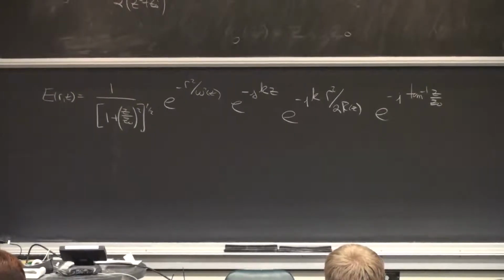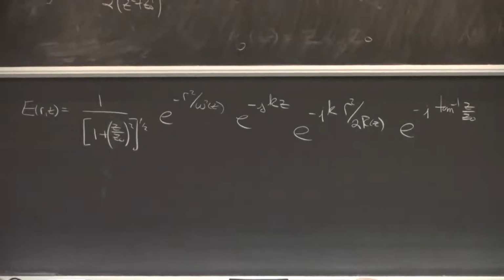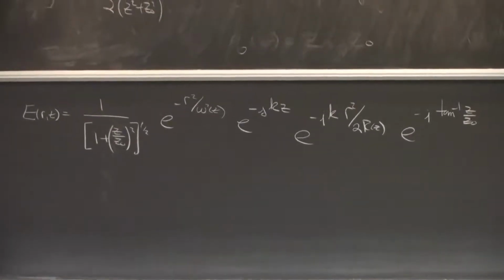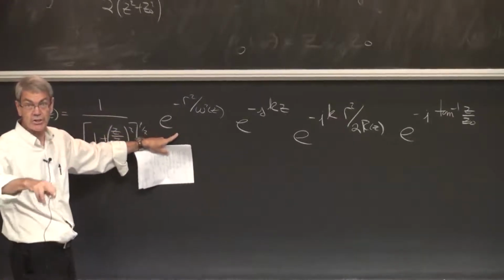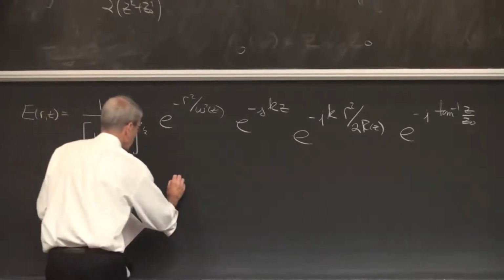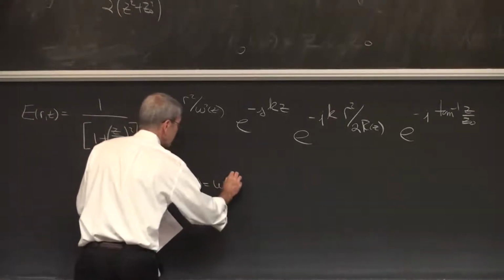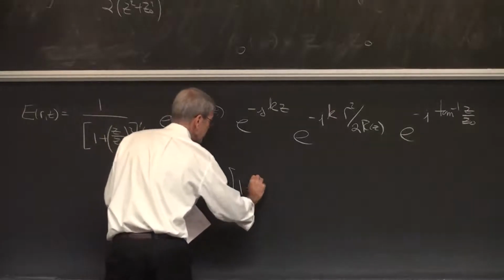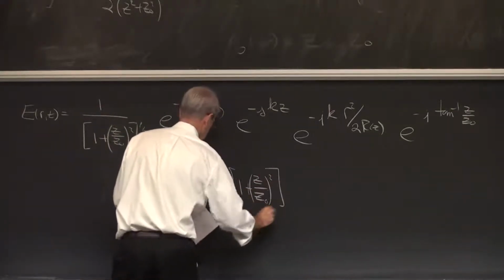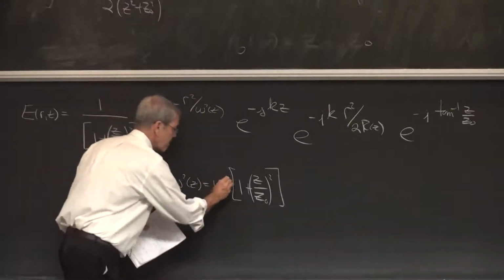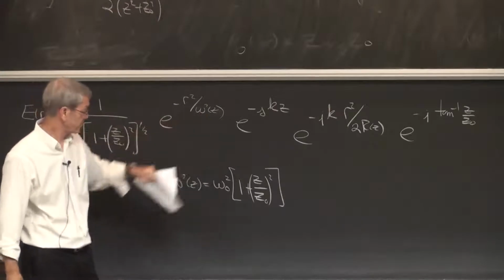Now what does all this mean? Those are the terms we've come up with so far. Some of these are pretty obvious. This just tells me what the amplitude of the beam is spatially. This is my Gaussian function. Remember, omega squared of z is equal to omega naught squared times 1 plus z over z naught squared. Okay, so there's my spatial domain.